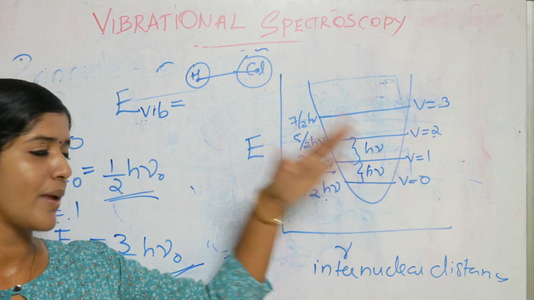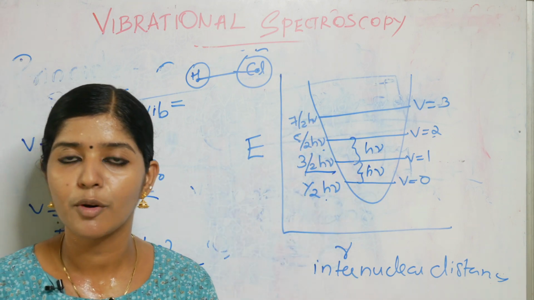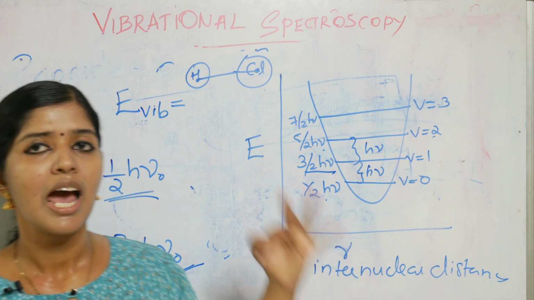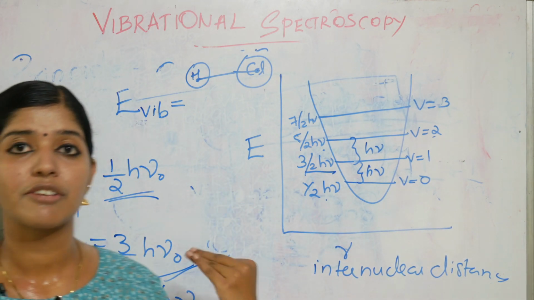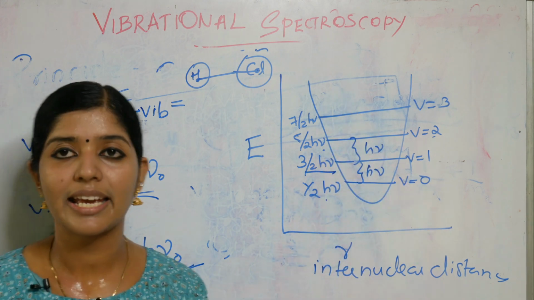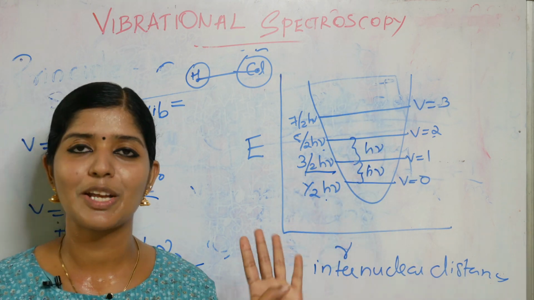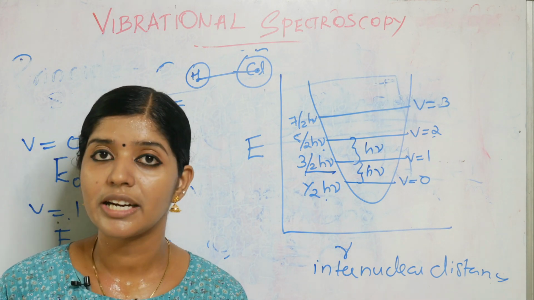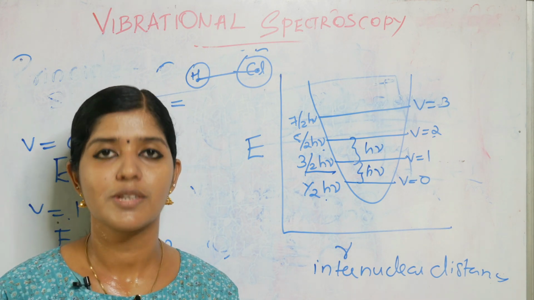So this much we have to learn about a simple harmonic oscillator. What is the vibrational frequency? What is the energy equation? How can we calculate different energy values? And we have to plot the diagram of energy versus internuclear distance. That is done. Next we have to learn about the anharmonic oscillator.